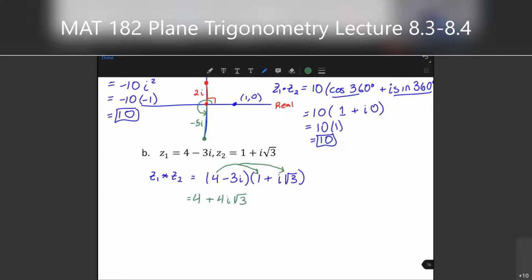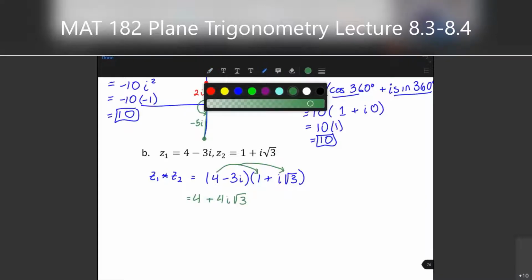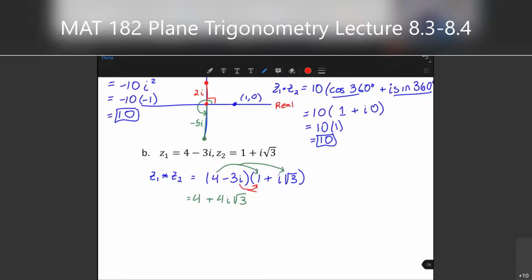And then we'll have a couple components multiplying with a negative 3i. So negative 3i times 1. And then we'll have an i product here in the last portion. So the last product there looks like we have negative, and we'll have i squared square root of 3. So there's certainly some simplification we can do here.